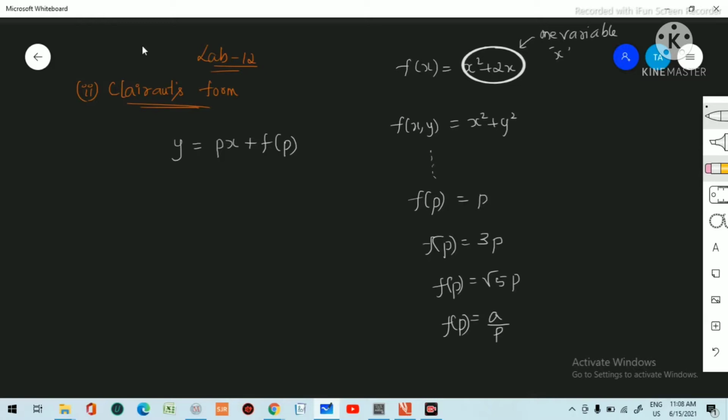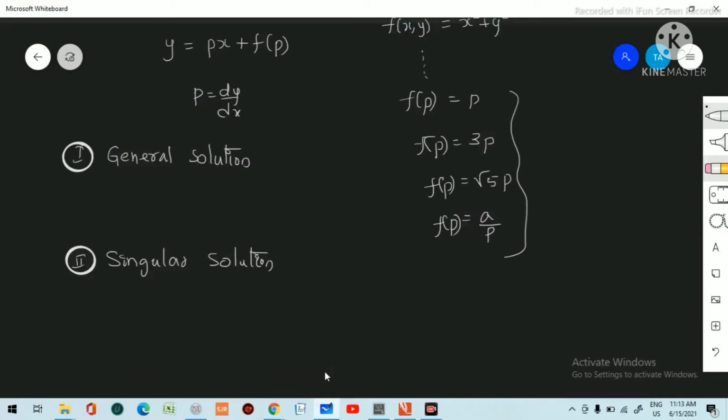You understood what this f of p is? f of p is a function of p. Now what is our p there? p is obviously dy by dx. In Clairaut's form, there are two solutions. One is called the general solution. Second is called the singular solution. So how many solutions will we find in Clairaut's form? Two solutions. One is the general solution, second is the singular solution.